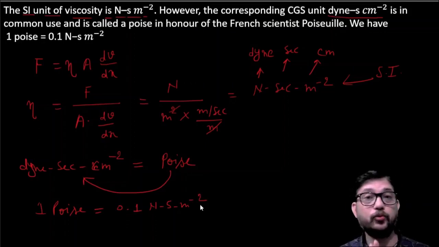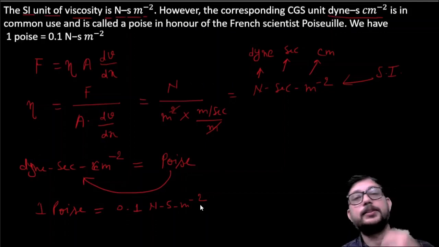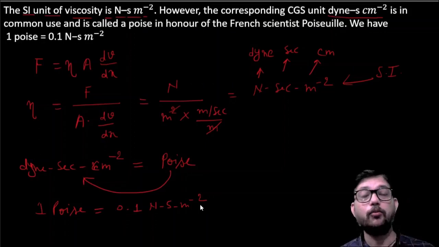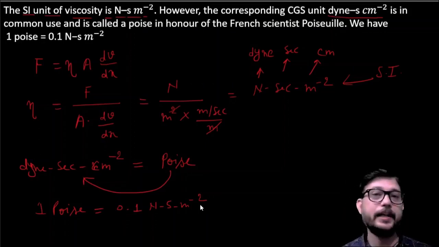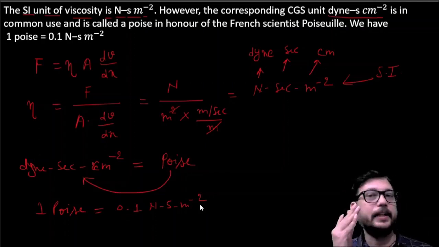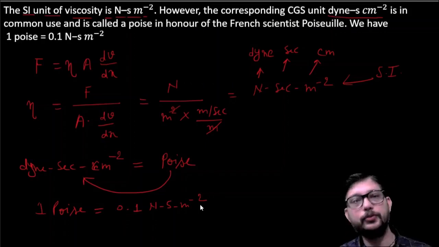So you have to learn these things. Number one, what is the SI unit of viscosity. Second, what is the CGS unit of viscosity. Third, what is the other name of the CGS unit of viscosity. And fourth, what is the relation between the CGS unit and the SI unit of viscosity. So there are 4 questions in front of you, and I hope that it is clear.